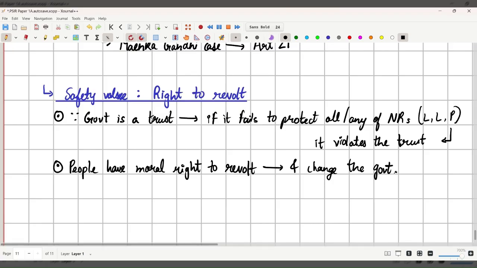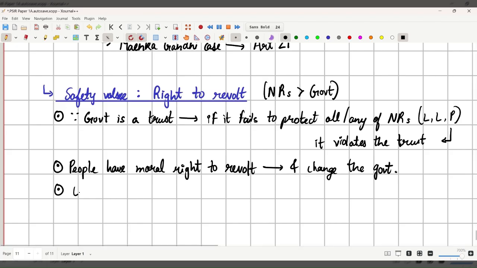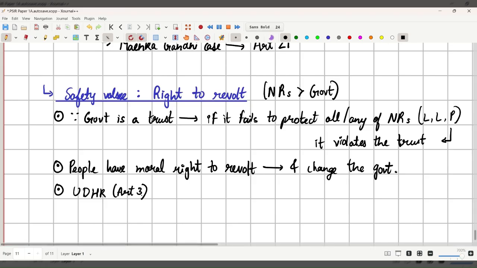Here also you can link his theory of natural rights, which are prior to the government. You can also link the UDHR, as I've told above, Article 3, or the Declaration of American Independence.